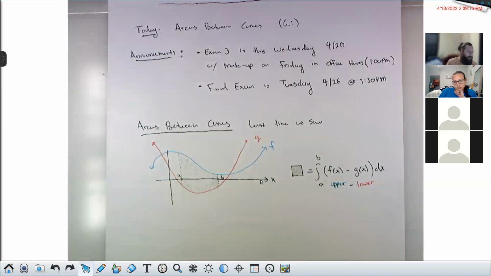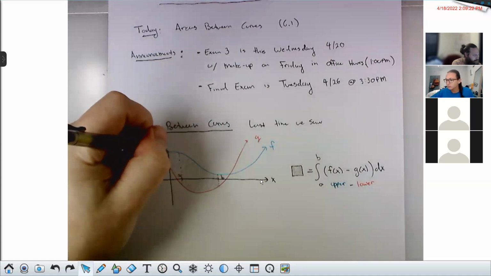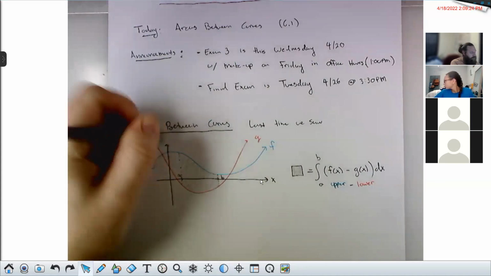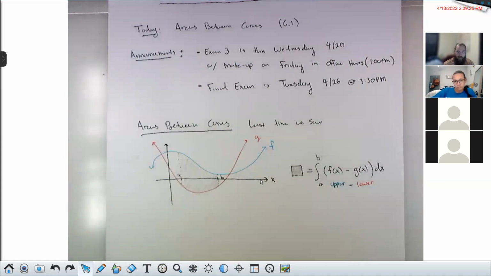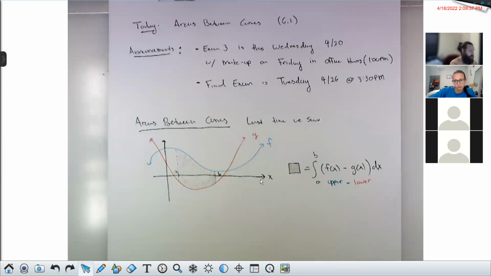I think we mentioned that, but didn't look at an explicit example, so I'm going to show you one of those. And then we're going to take a look at what happens when your curves are not defined as functions of x, but perhaps as functions of y, or maybe not even specified. Maybe you're given an equation like x times y equals 1, and you have to figure out what to do. So let's take a crack at this.